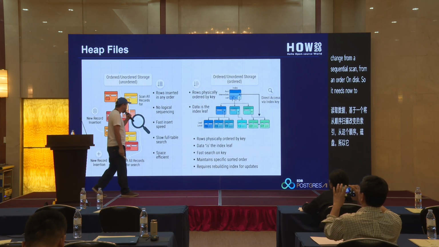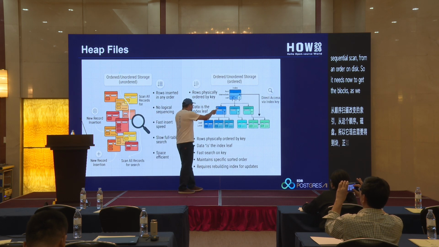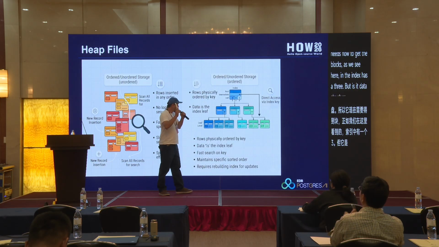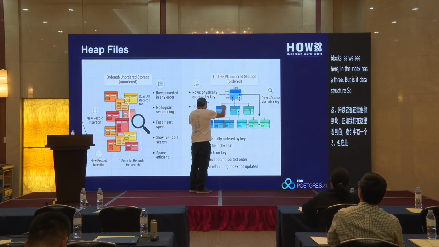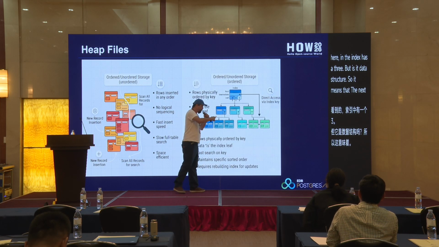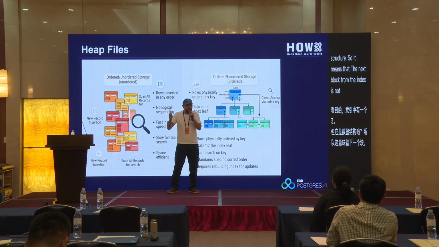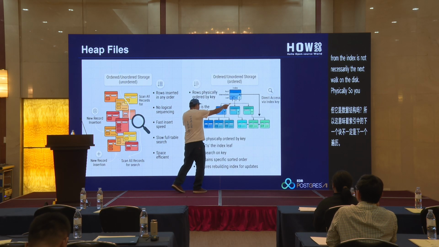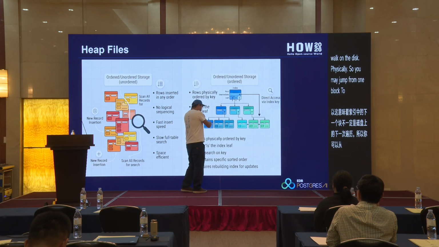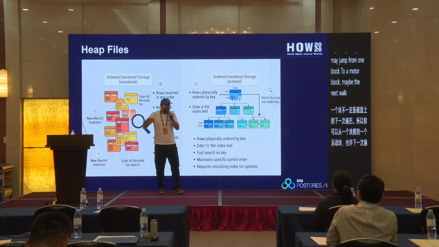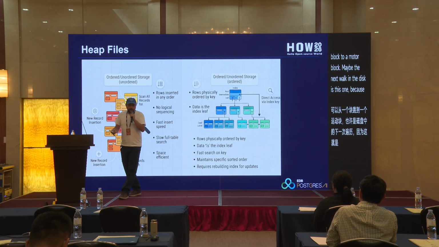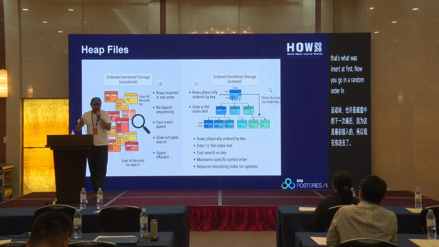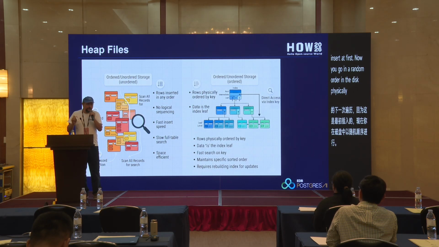As we see here, an index has a tree-based data structure. So it means that the next block from the index is not necessarily the next block on the disk physically. So you may jump from one block to another block. Maybe the next block in the disk is this one because that's what was inserted first. So now you go in a random order in the disk physically, and that's more expensive.